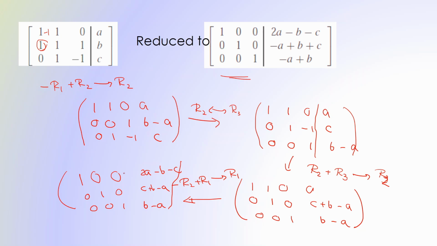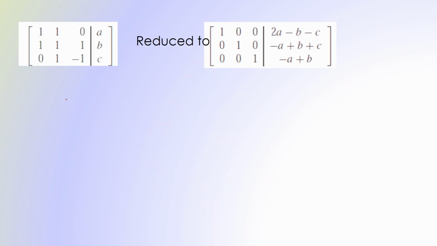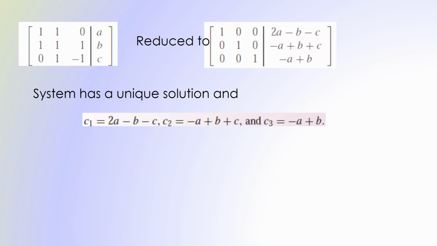In the Gauss-Jordan elimination process, you start with the augmented matrix, convert A into the identity matrix, and apply the same operations on the right hand side. Then you will get this matrix. From there you can write the equivalent system. The system has a unique solution because the number of non-zero rows is the same as the number of variables c1, c2, c3. From there you can calculate c1 as 2a minus b minus c, c2 as minus a plus b plus c, and c3 is equal to minus a plus b. So the system has a unique solution. That means B spans R3.